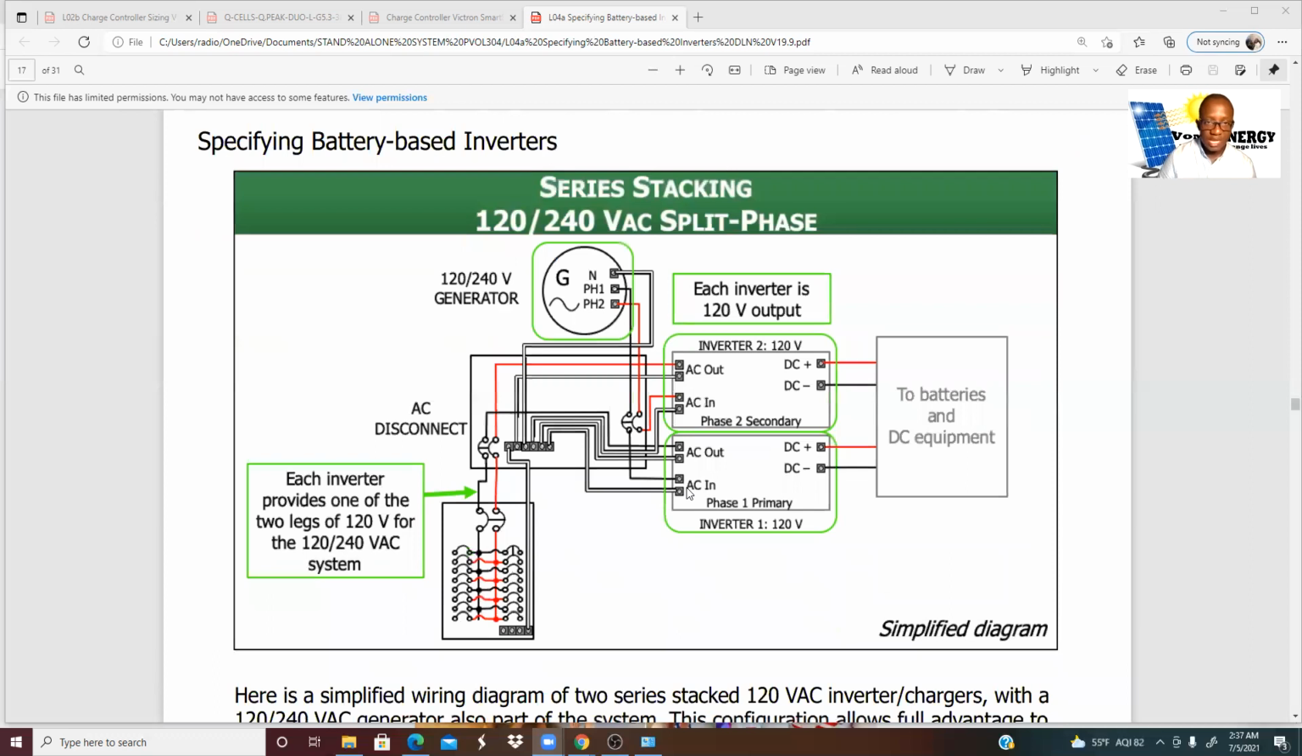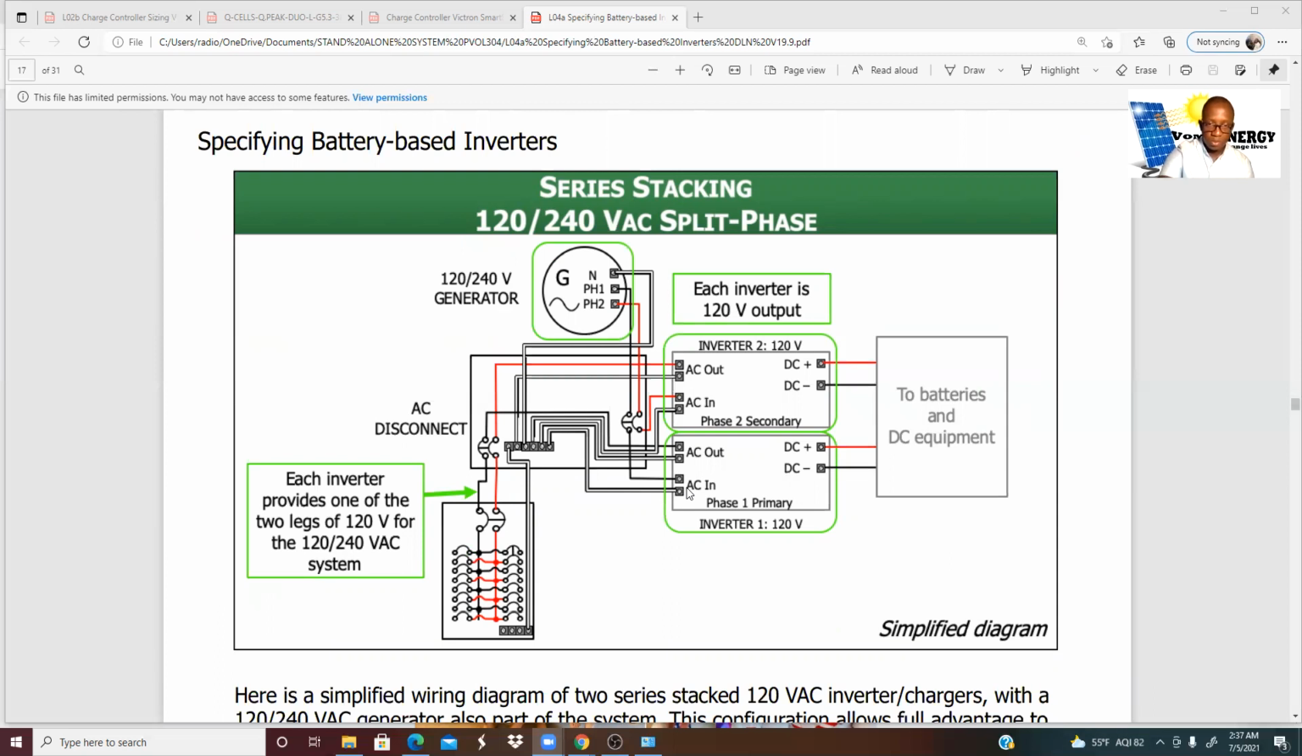Yeah, we have a series stacking chart. We have a diagram of a series stacking chart right here. When you look over on this diagram, we have a 120 by 240 volt generator. And we have right here two phases. We have the neutral, we have phase one and phase two.